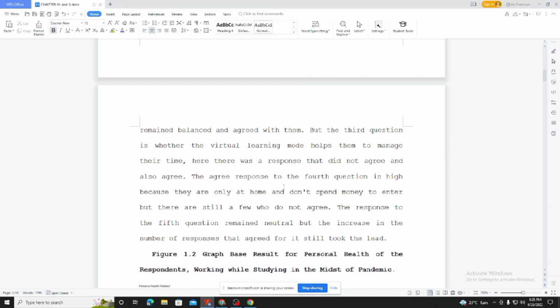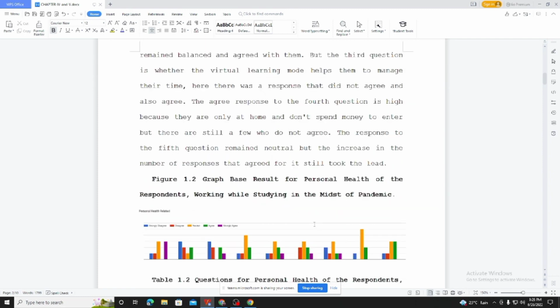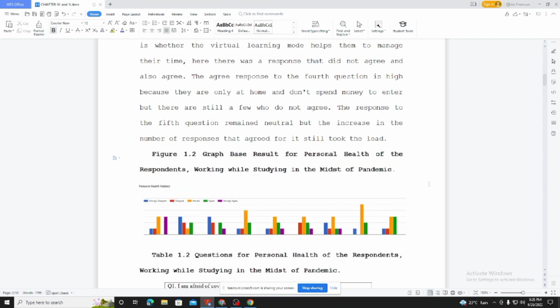The agree response to the fourth question is high because they are only at home and don't spend money to enter, but there are still a few who do not agree. The response to the fifth questions remained neutral, but the increase in the number of responses that agree for it still took the lead. So, sa figure 1.2 po, mag-explain po ay si Carlos Bernales.